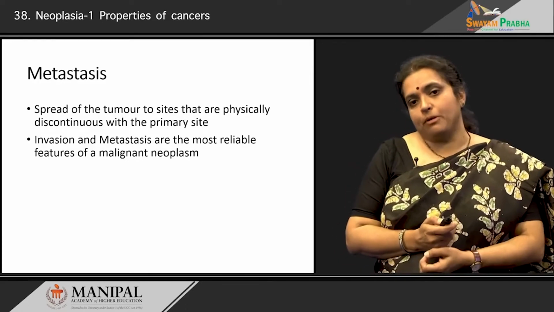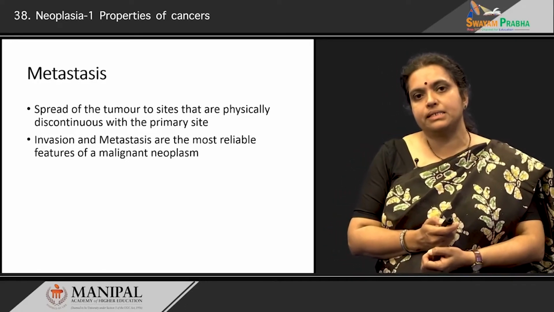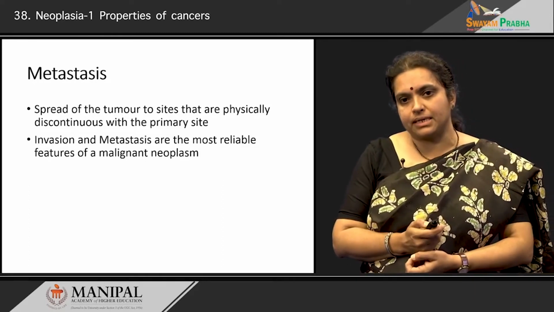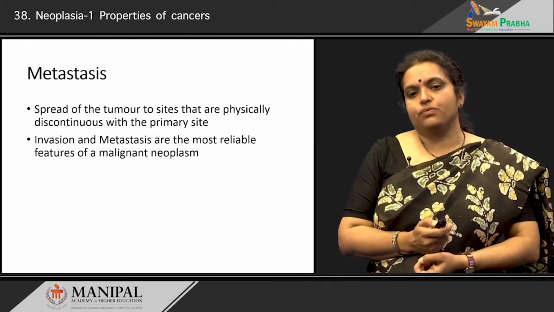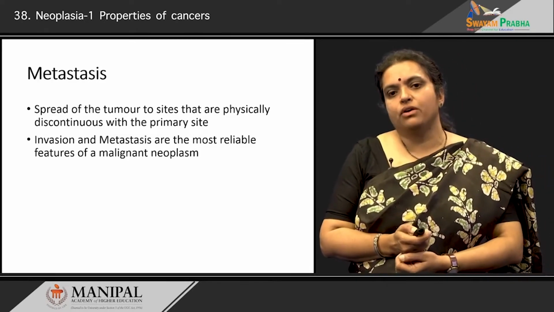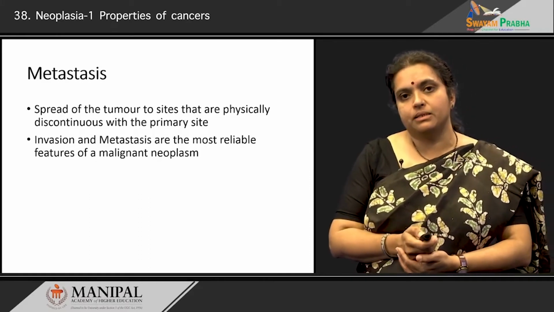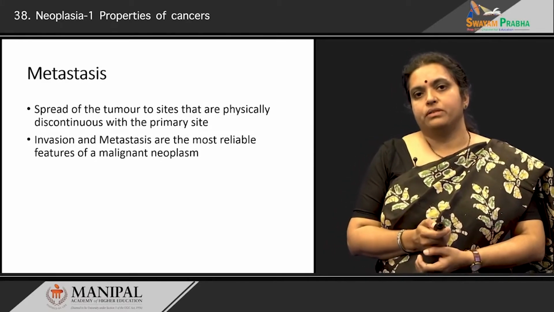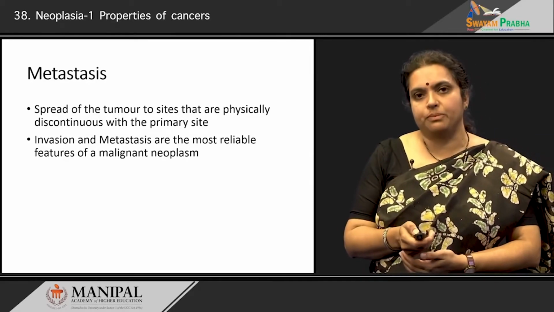So, this is the property, which is the spread of the tumor to sites that are physically discontinuous with the primary site. That is the definition of metastasis, and this is one of the most reliable features of a malignant neoplasm. So, invasion and metastasis are the most confirming or reliable features that dictate a malignant neoplasm.